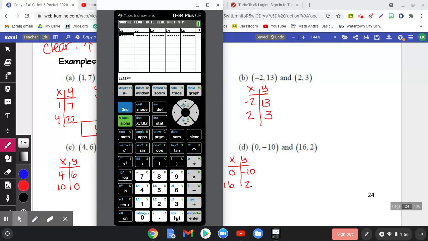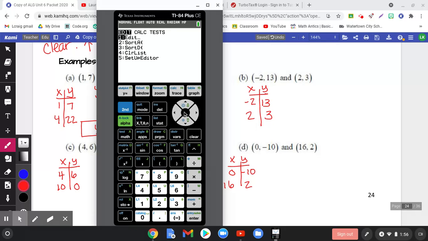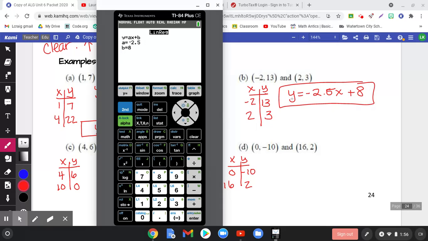All right, so negative 2, enter 2, 13, 3. Go to stat, go over to calc, and choose choice 4, linear regression. Everything's in list 1 and 2. Yep, good to go. There it is. y equals negative 2.5x plus 8. That's enough work if you want to show me.